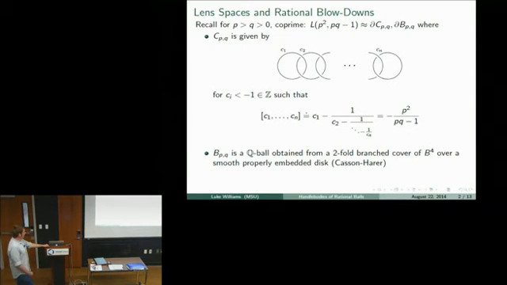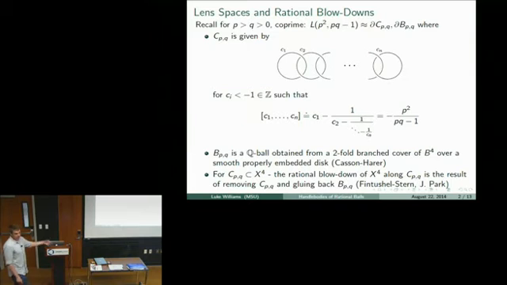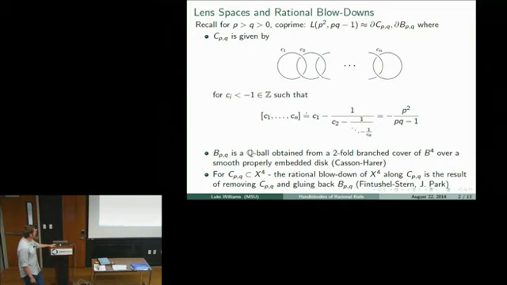So what we can do is, if we can find this configuration of spheres inside of a four-manifold X, we can remove a neighborhood of it. The boundary will be a Lin space. And we can glue back this manifold B_{p,q}. The result will be the rationally blown down manifold along C_{p,q}. So obviously this greatly changes the topology.